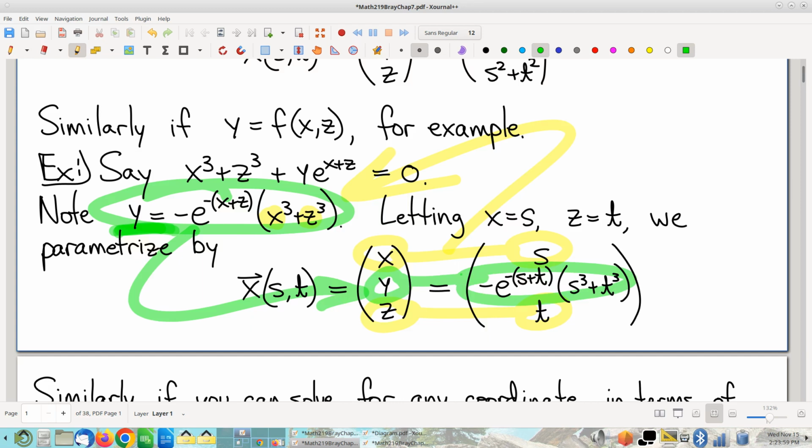Yeah? This is all up to choice, right? Like you can make x equal to s and y equal to t. Yeah, absolutely. There's no alphabetical order, it does not matter, right? So you can make x equal to t and z equal to s. Yeah, it doesn't matter. I mean, now to be fair, that will give you a different parameterization, but it is perfectly good still. It's just as good as a parameterization.